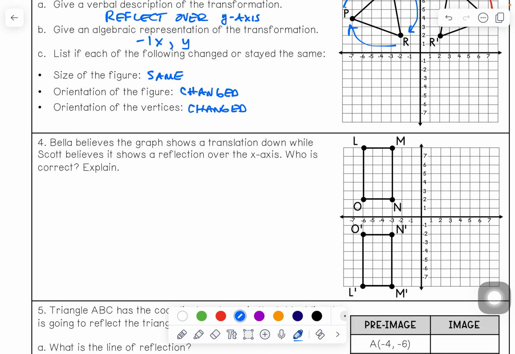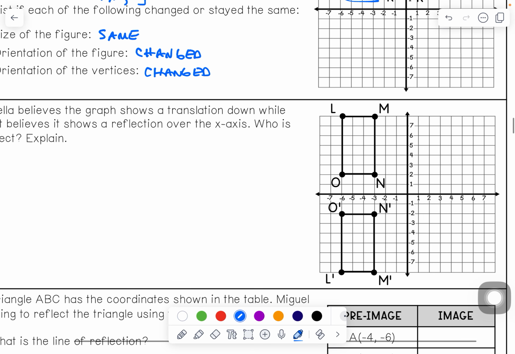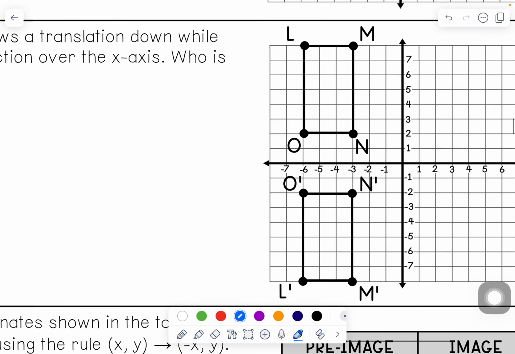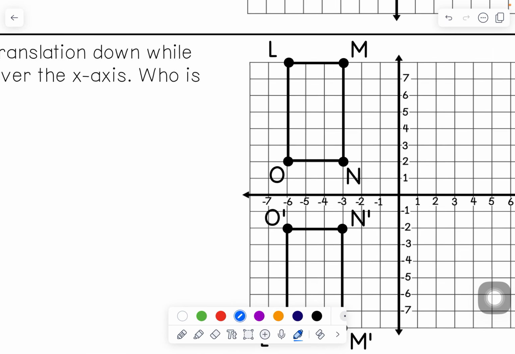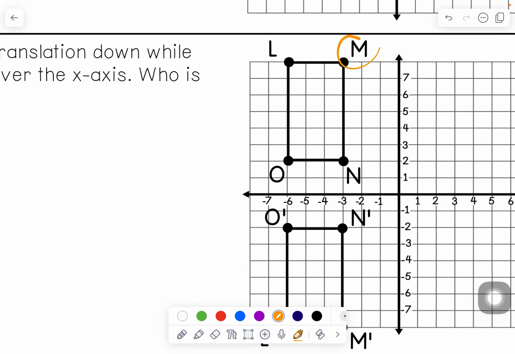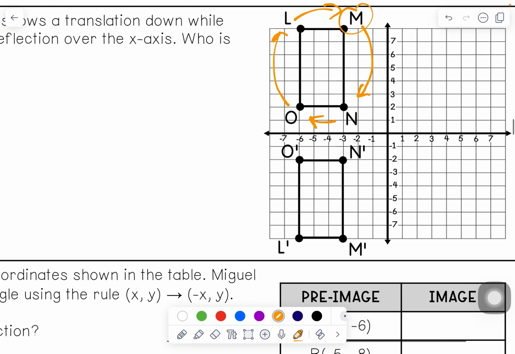It's a reflection. Triangle ABC has the coordinates shown in the table. Miguel is going to reflect the triangle using the rule (x, y) to (negative x, y). What is the line of reflection? If the x's are what's changing, whatever is staying the same is the reflection line, so the y-axis. Whatever one stays the same tells you the reflection line.